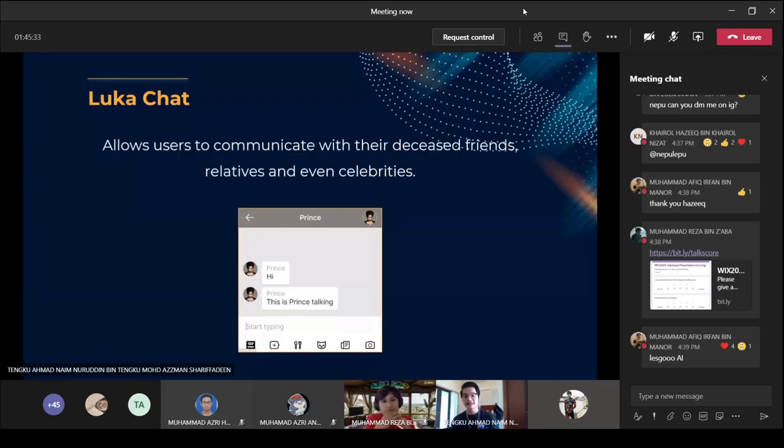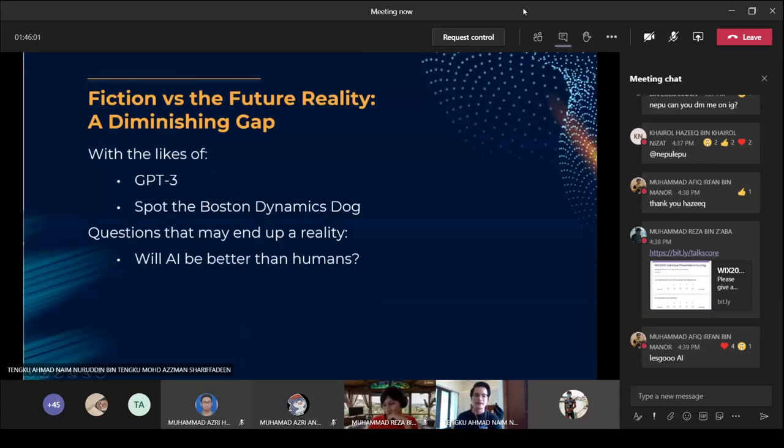From this episode itself, an AI startup called LucaChat was partially inspired and developed, allowing users to speak to their deceased contacts through an AI. It takes actual messages sent by the deceased while they were still alive and generates realistic conversations mimicking their personality. For example, here we have an example of Prince as a celebrity contact. The previous example depicts that the bridge between what used to be fiction and reality is slowly diminishing in the world of AI.